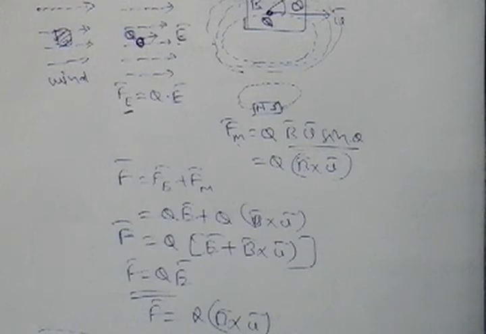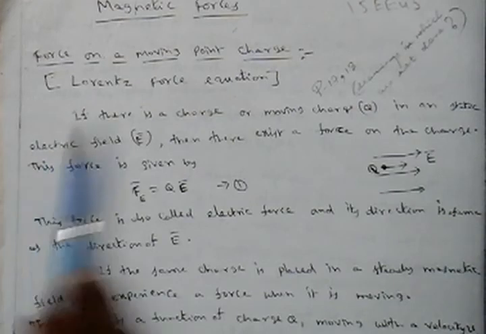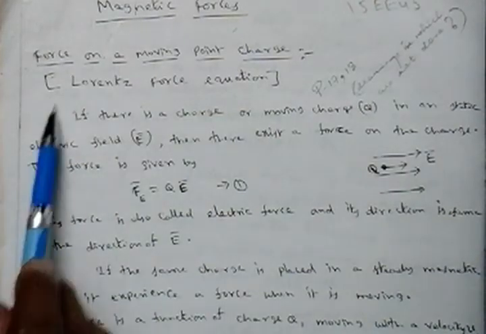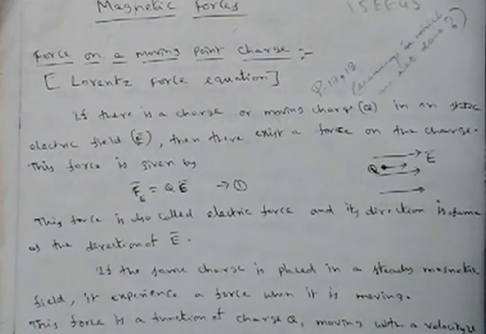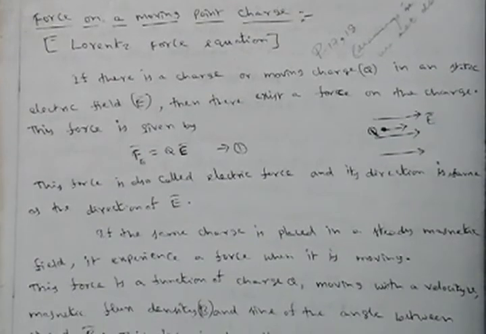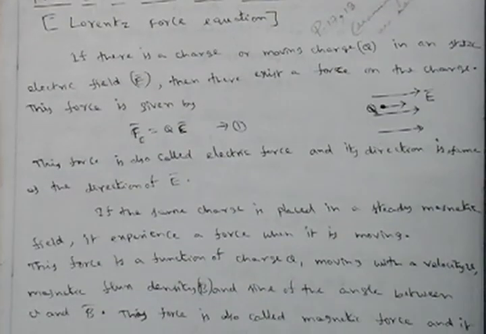Now let's see the force on a moving point charge which is placed in both the electric field as well as the magnetic field. This is also called the Lorentz force equation. To analyze this, we need to consider two fields: one is the electric field, another one is the magnetic field. If the charge Q is placed in both fields, what is the total force experienced by the charge Q? Okay, now let's see.